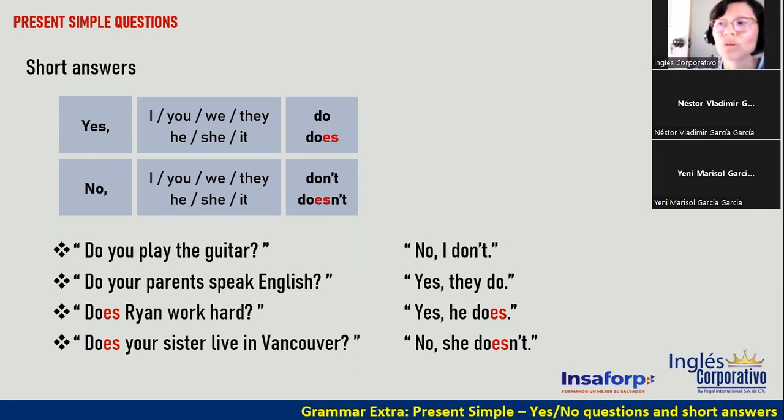Si yo pregunto, does Jenny live in La Libertad? She can say, yes, I do, or no, I don't, or yes, she does, or no, she doesn't, ¿verdad? Entonces, dependiendo de la pregunta o como yo haga la pregunta, así es como yo voy a ir avanzando, ¿verdad? Entonces, no sé si había alguna pregunta con respecto a eso.